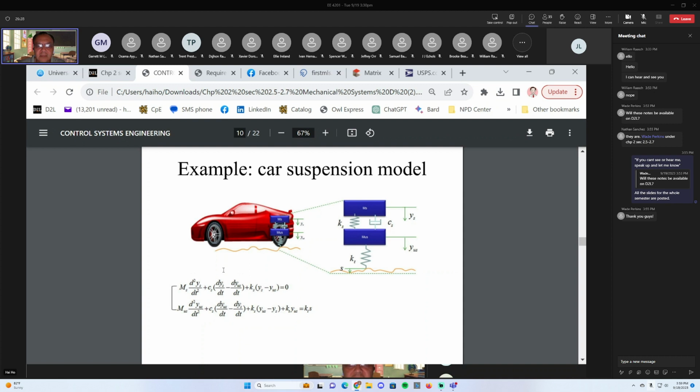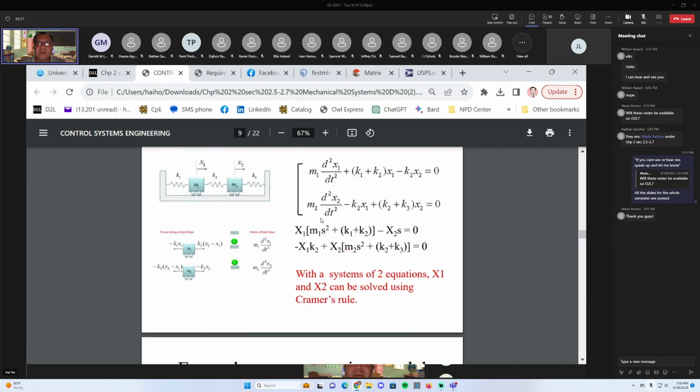This is a car suspension example. Okay, hold on. Let me do some fishing through my old notes to find some simpler numerical examples. So hold on here.